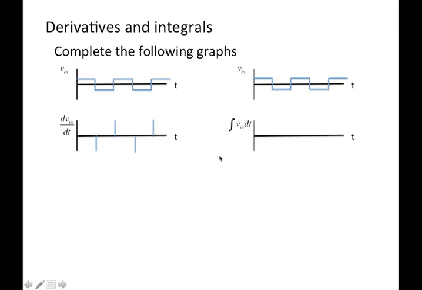And if we thought about what the integral is, it's just the area under the curve. Where the area is positive, the integral will be increasing, and where the area is negative, it will be decreasing, and so we may get something that looks like this. Okay, so now in our minds we say, oh, we have a square wave, we kind of know what the derivative looks like and the integral looks like.